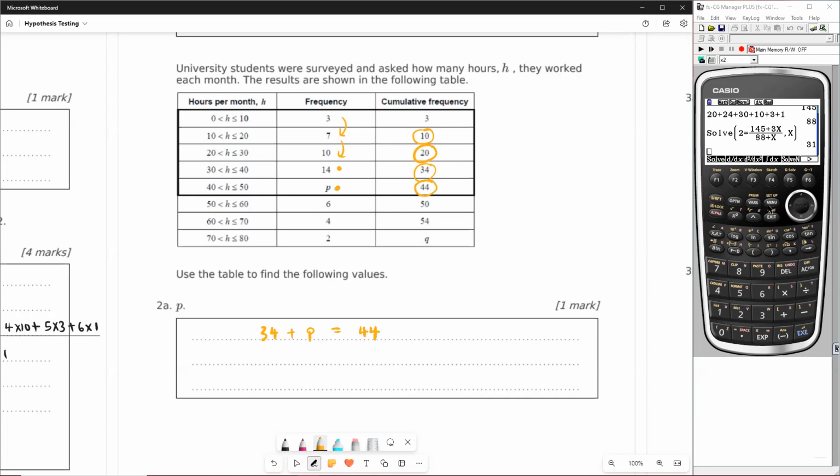So you can use solve to solve this. It's not really necessary. You can also just do 44, take away 34. But here we go. X equals 44. Answer's 10.